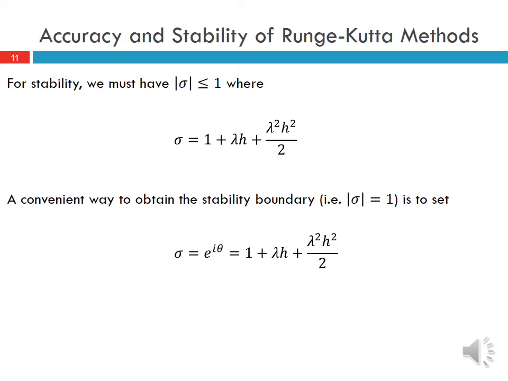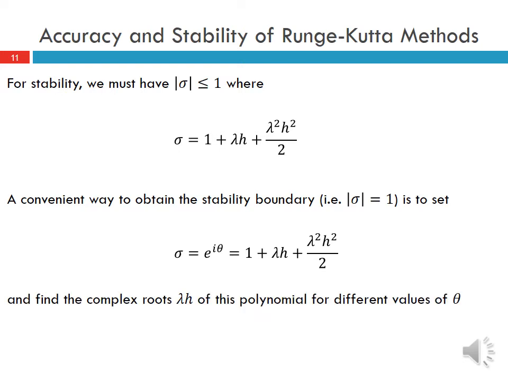So a convenient way to obtain the stability boundary, which is when the magnitude of sigma is equal to 1, is to set sigma equal to e to the power i theta, which is equal to this polynomial 1 plus lambda h plus lambda squared h squared over 2, and then to find the complex roots lambda h of this polynomial for different values of theta. We can recall that the magnitude, or the modulus, of e to the power i theta is equal to 1 for all values of theta. So we can solve this equation here for different values of theta, and that will give us different points that define the stability boundary.